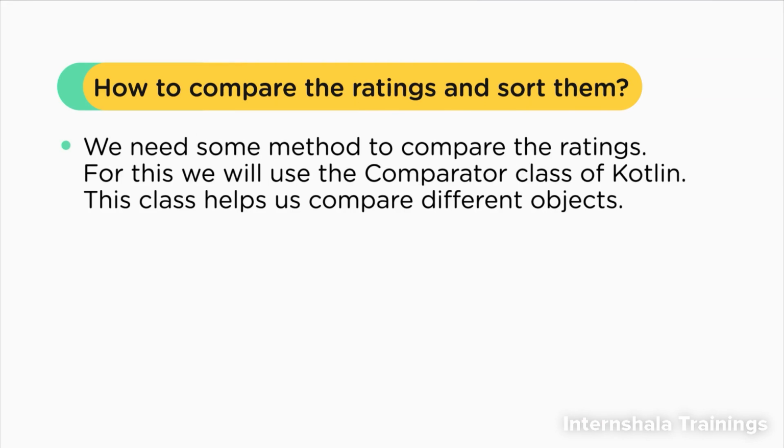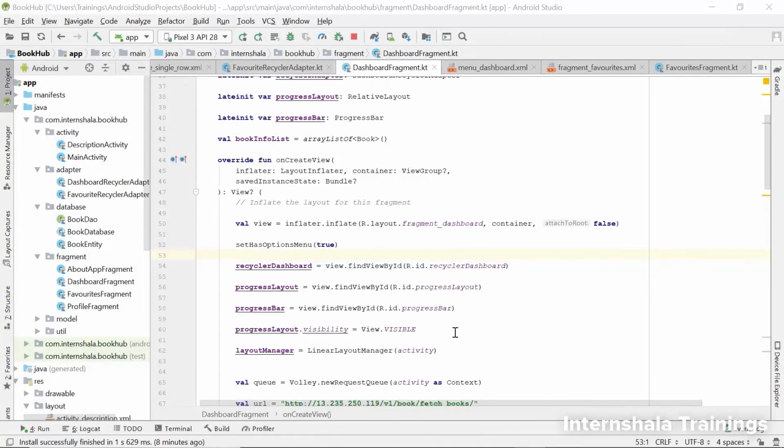Well, Kotlin already has something for us in this regard. We will use the comparator class of Kotlin to compare different objects. In this class, we can either pass the ratings of the books or we can directly pass the book object and then extract the ratings from it. Let's go ahead and understand how it works.